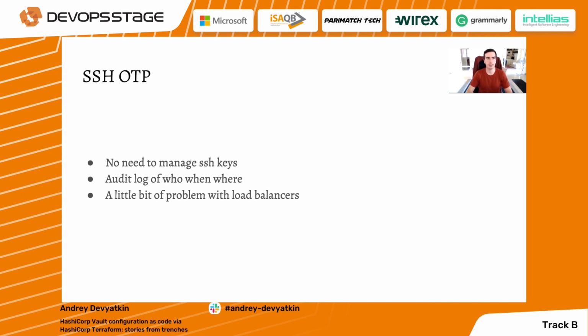SSH OTP is great stuff to use because then you don't really need to manage SSH keys, and Vault will just generate a one-time password for you. Amazing stuff, works like clockwork. You need to deploy the Vault helper, and there is an article on learn.hashicorp.com about how to go about this. There is a little bit of a problem with load balancers because when you provision OTP, you need to give an IP address of the host where you want to be, and it might be a little bit hard to resolve if you are behind a load balancer. So you might be requesting for the wrong host. Just keep that in mind.